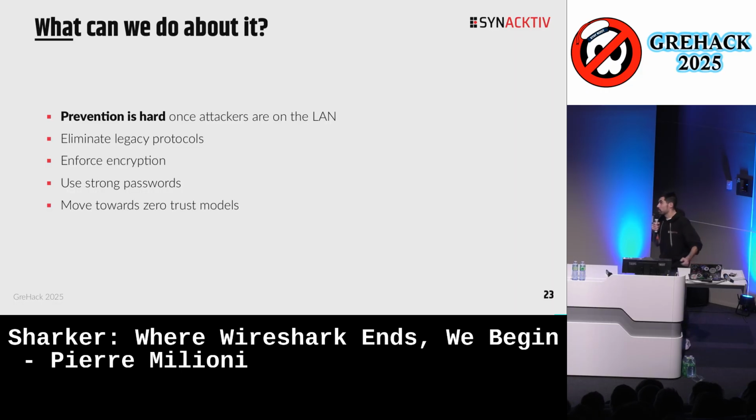Now, from the defensive point of view, what could we do about it? Well, it's quite complicated. Once the attackers are already in the LAN, try to eliminate legacy protocols as much as possible, enforce encryption when possible. Definitely use strong passwords that resist offline brute force attacks or dictionary word list attacks, and try to move towards zero trust models in a way that you don't really have a LAN anymore. So yeah, it's quite complicated.